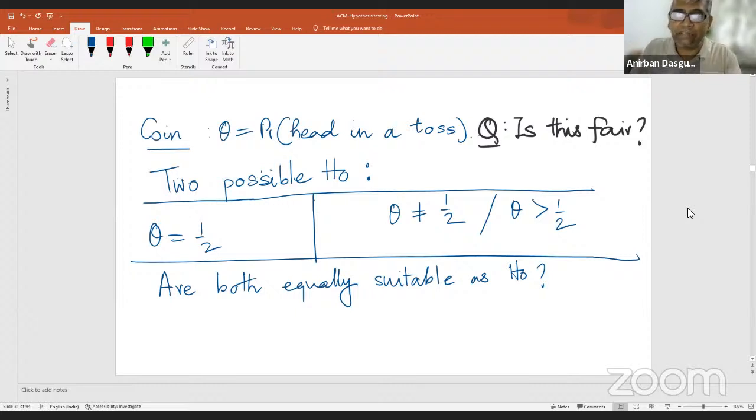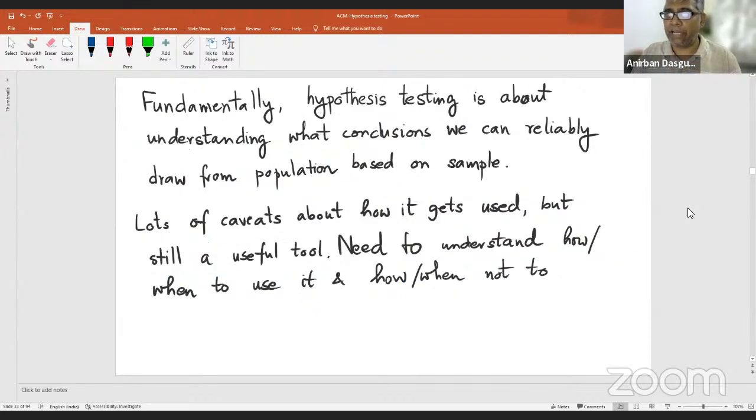Because even if theta is not equal to half, it could be that theta is 0.5000001. So then what? How can I say anything? So here the right null hypothesis to work with is that theta equals half.